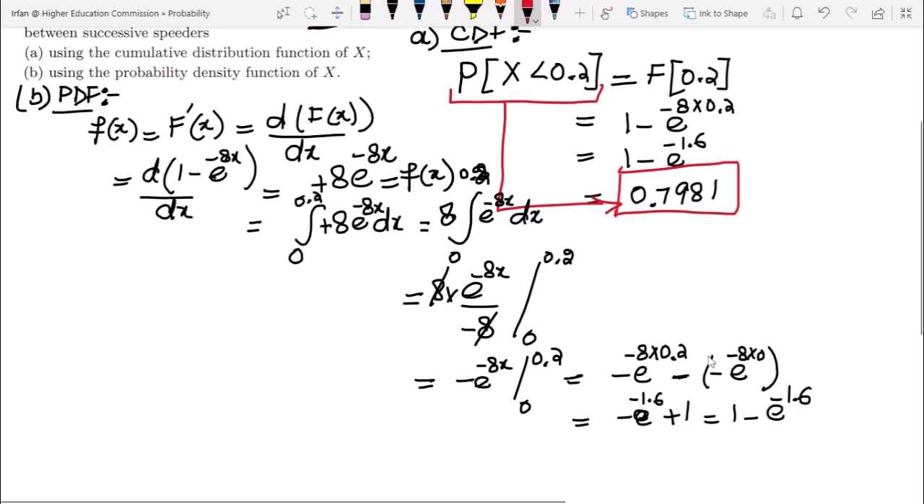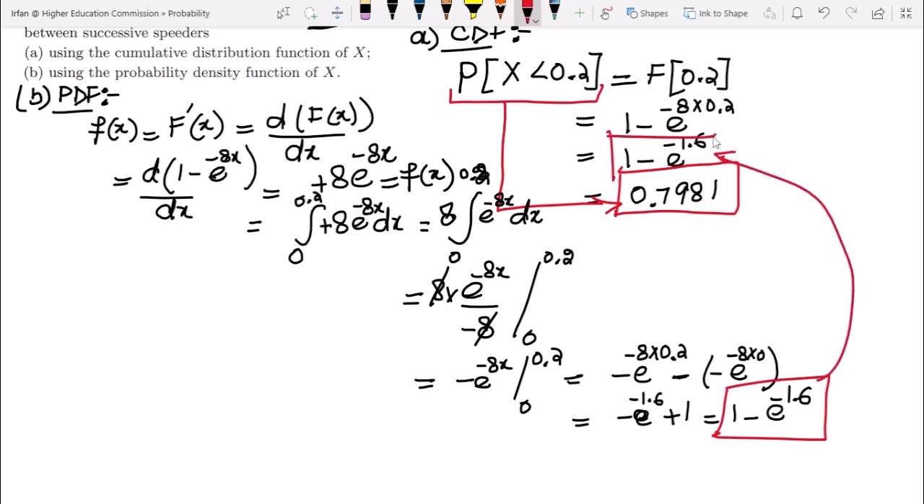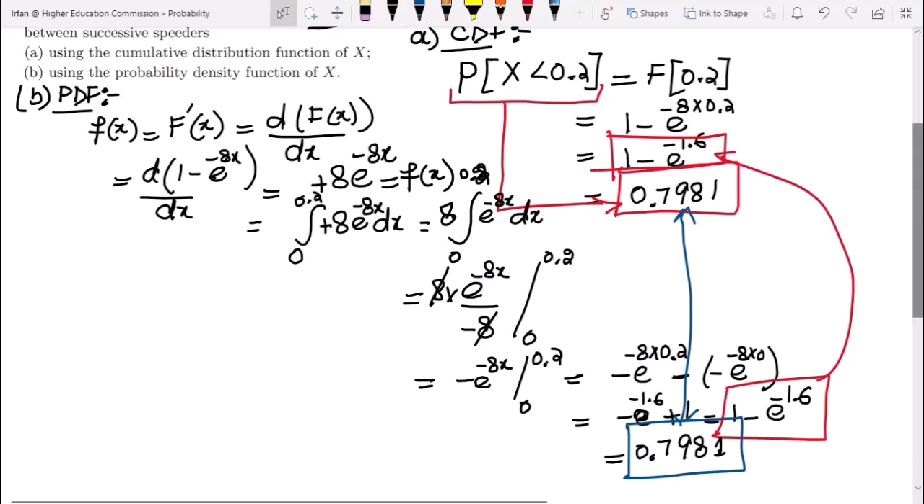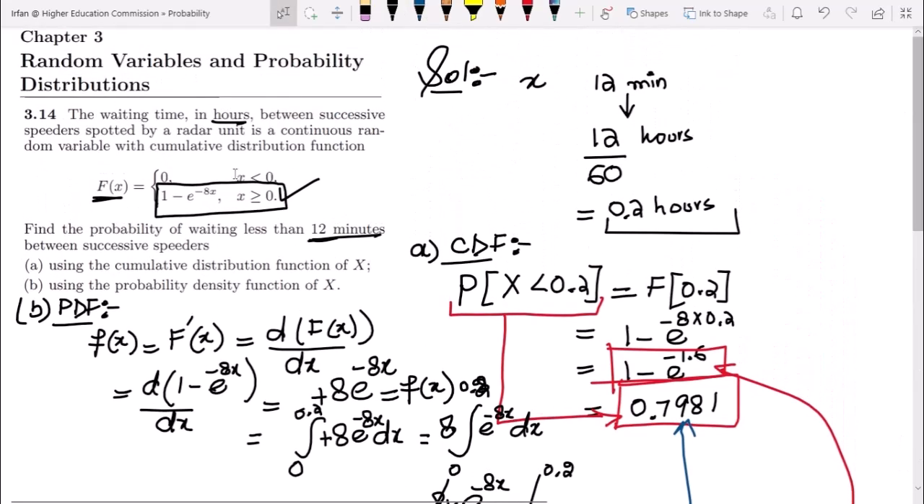We can see that these two quantities, which is here and which is here, are similar, so the answers will also be similar, and it will be 0.7981. So the similar answer we got from this is what we obtained from the CDF as well. That is basically the solution of part B of our question. That's it for today, in which we have seen the probability calculation by using the CDF and PDF as well. If you have any question, you can ask me in the comment box.